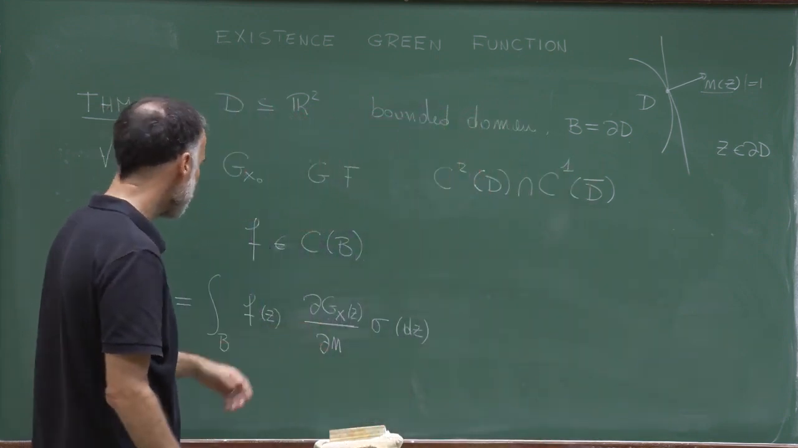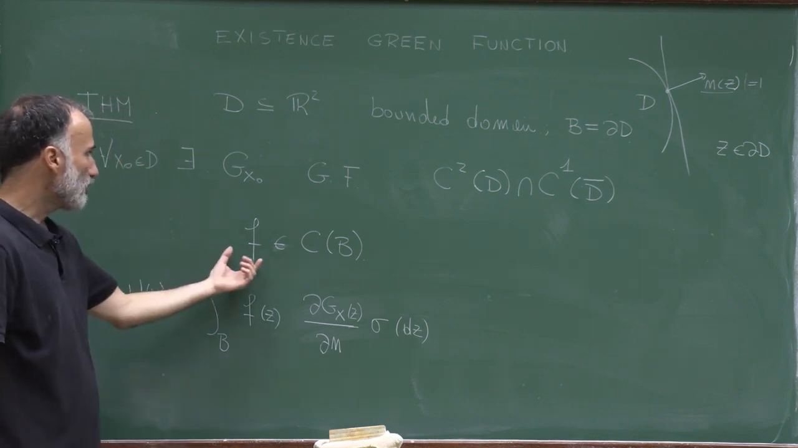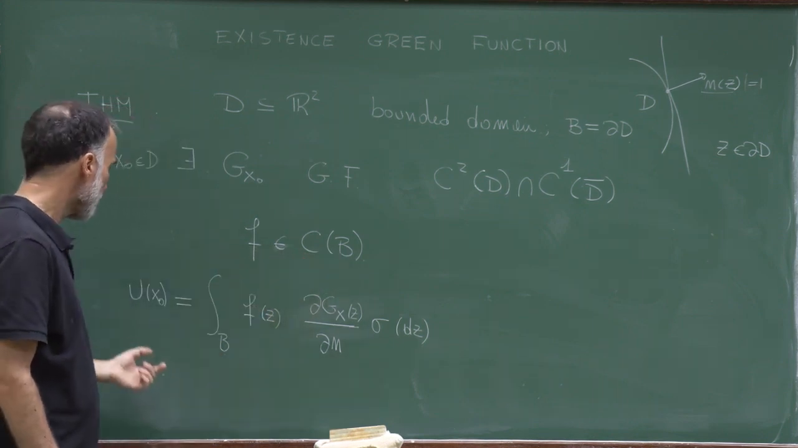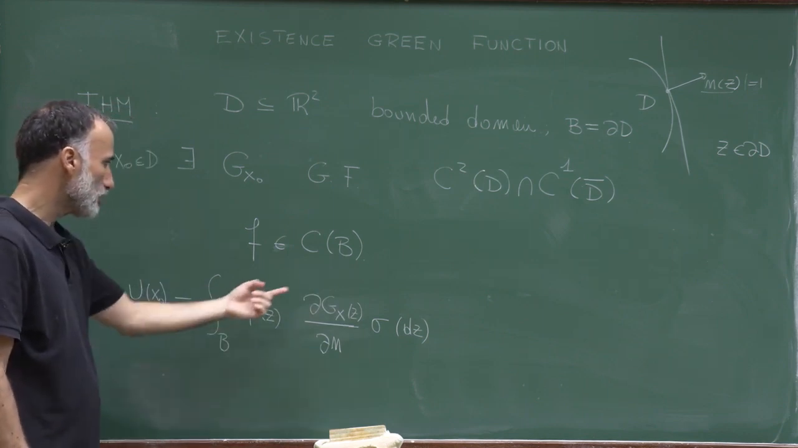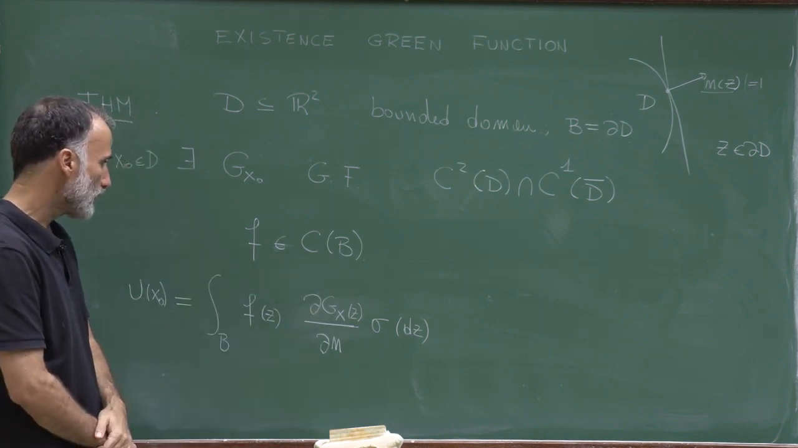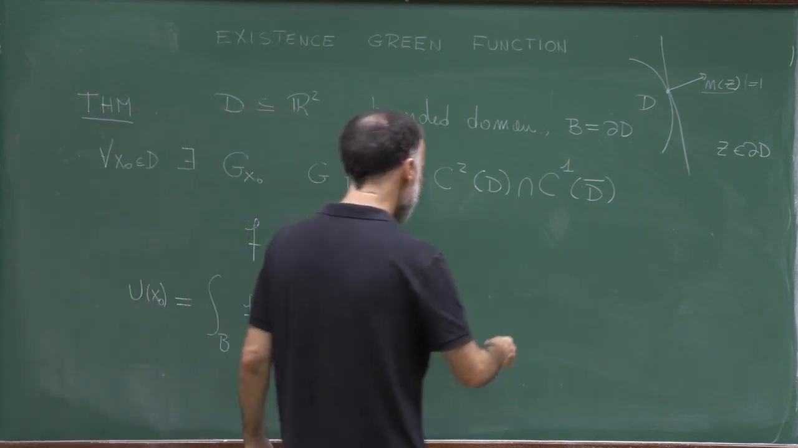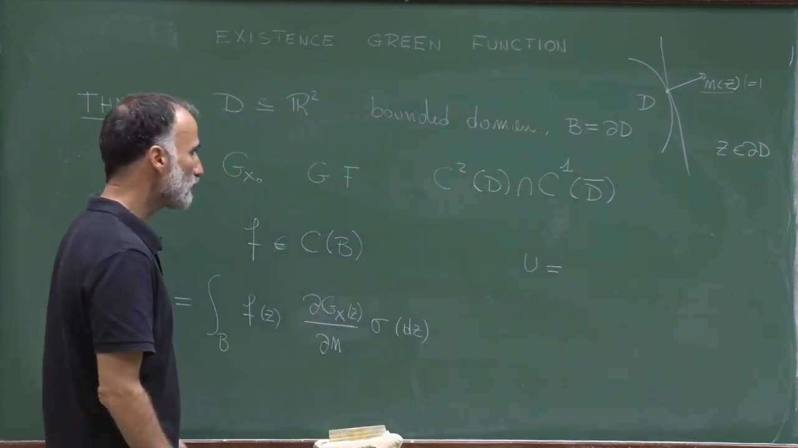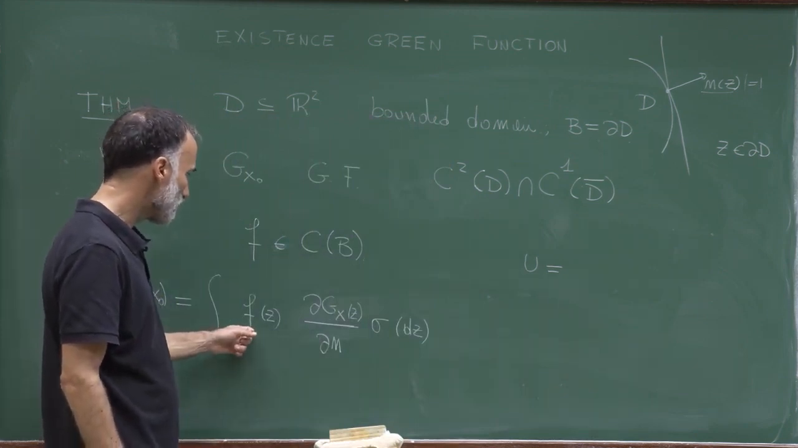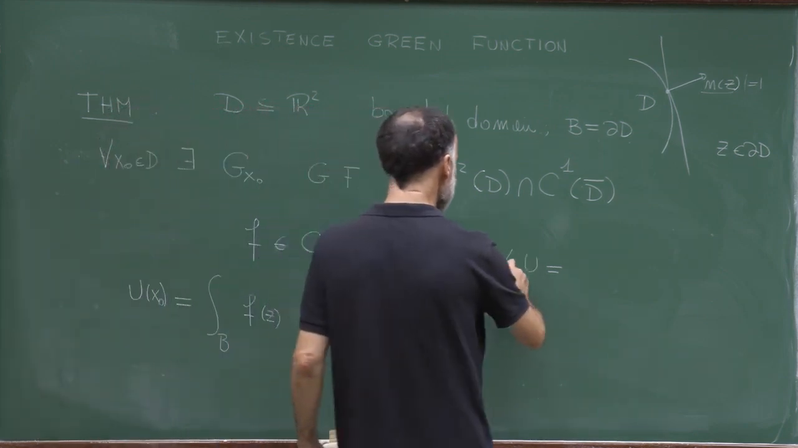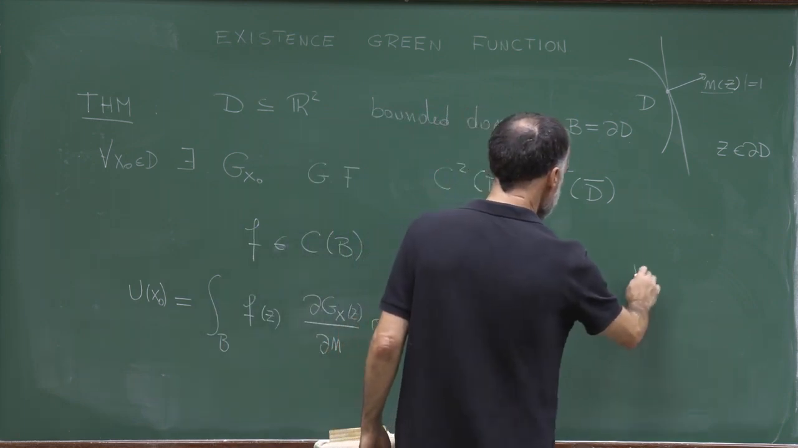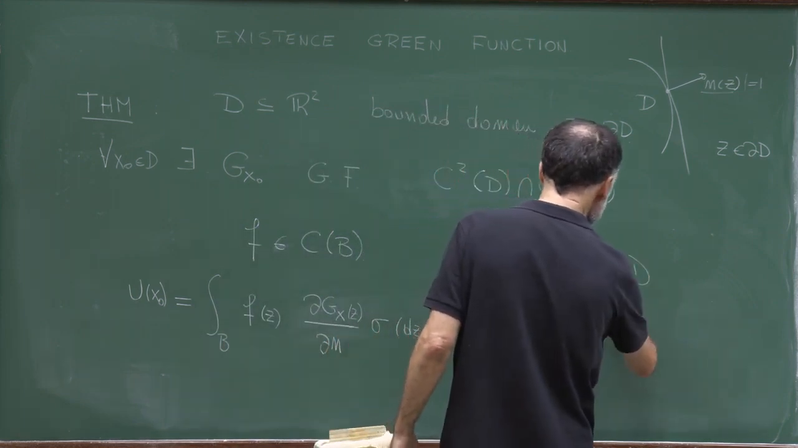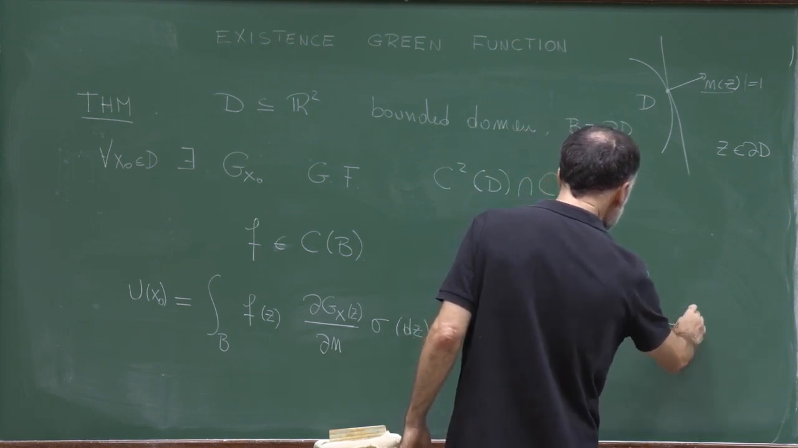So if this is the case, now for any function f defined at the boundary and continuous, let me define u of x0 by this integral. Then what I can prove is that u is the solution of the Laplace equation with boundary value given by f. So the Laplacian of u is equal to 0 on D, and u is equal to f at the boundary of D, which I'm calling B.